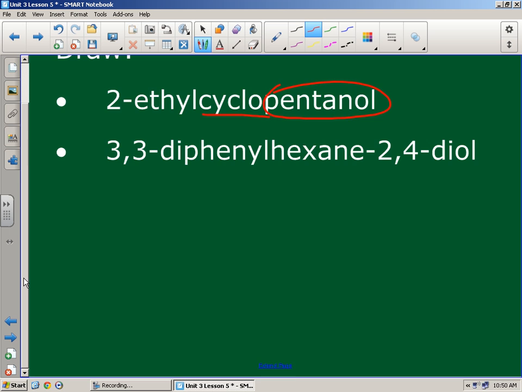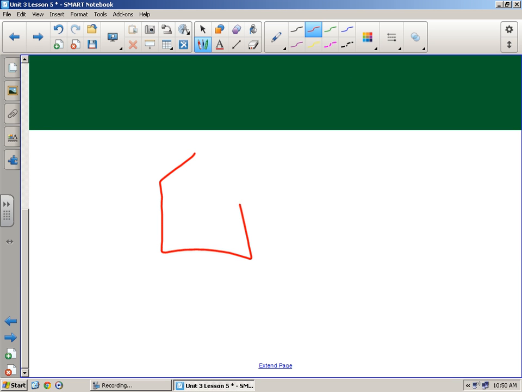So cyclopentanol, we're going to start with cyclopentane, and wherever we decide to put the OH, that's going to be carbon number 1. So there's cyclopentanol, and what else do I need on there? 2-ethyl. So if that's carbon 1, this will be carbon 2, for example. I'll choose to put it there. I could put it down there as well, as long as they're next to each other like that. That's fine. Ethyl's a 2 carbon add-on. Methyl's 1. The number doesn't tell you that, it just tells you where it is.